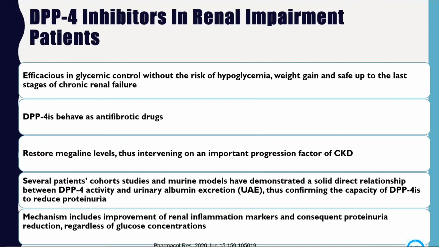Several patient cohort studies and murine models have demonstrated a selective, solid, direct relationship between urinary albumin excretion. So there seemed to be an impact on the urinary albumin excretion, which is one of the main presentations of diabetic renal disease. So it may help in reducing the proteinuria or the albumin excretion in these patients.